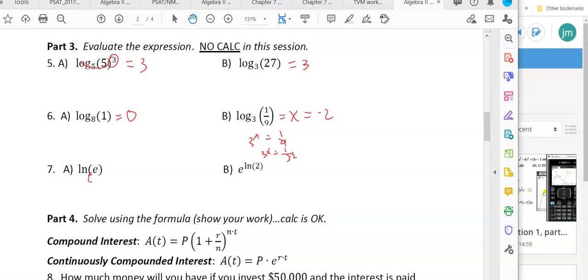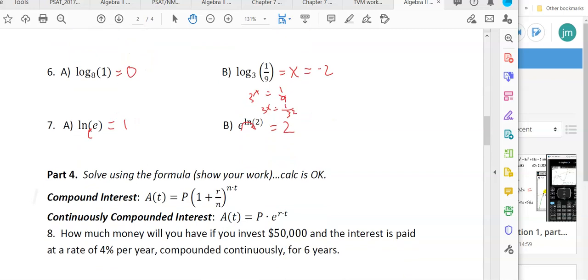If you see the property, natural log of e, just like log base 3 of 3, is always going to be 1. e to the what power is e? Because the bases match here, the answer is just 2. That's one of our properties. I hope those are easy for you.